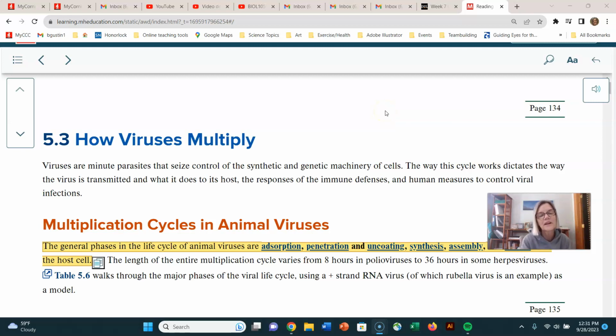Hi everyone, Brenda Gustin here, and we're still on talking about microbial nutrition and growth. And in particular, we're going to talk a little about viruses.